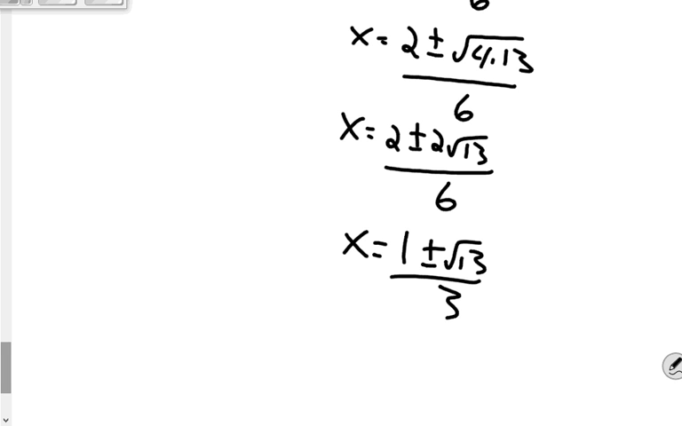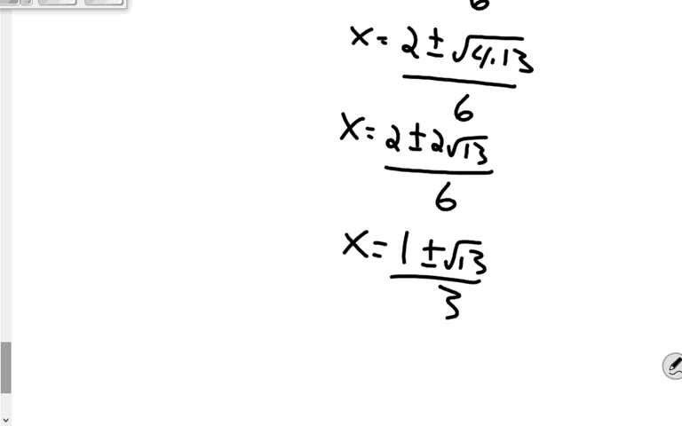Wait, what? So you took a 2 out. Yeah. Took the square root of 4, it's 2. Why did you take the square root of 13? You can't. You took the square root of 3. Oh, I took 2 out of all these. Okay. So these are my roots.